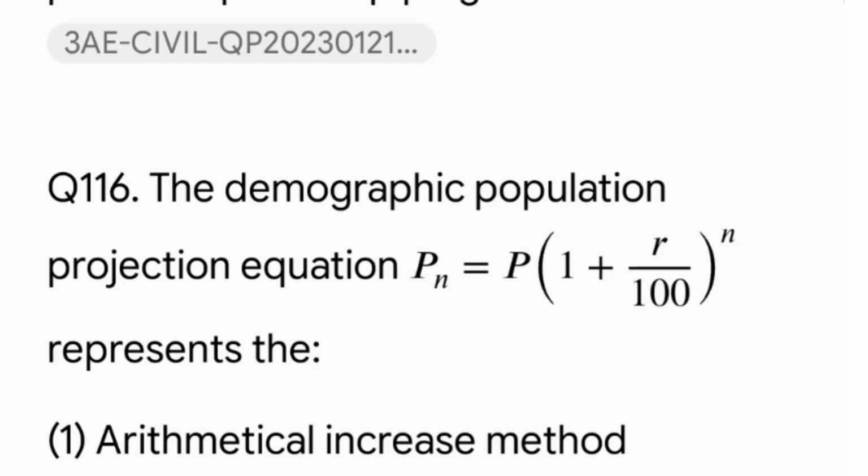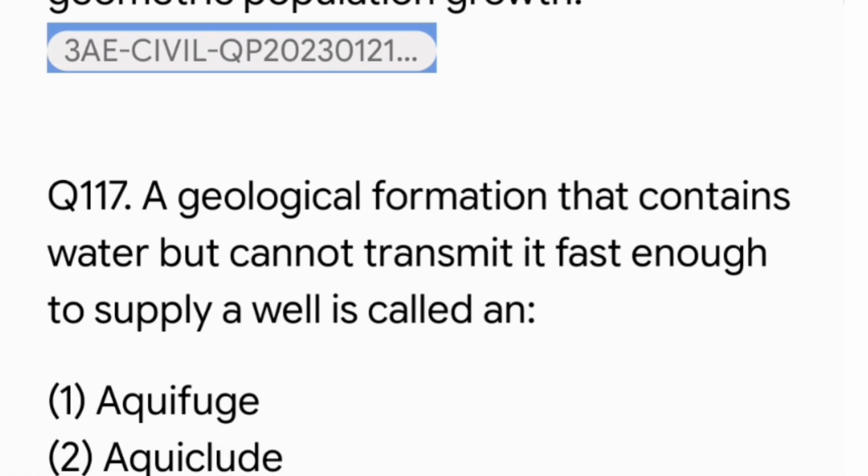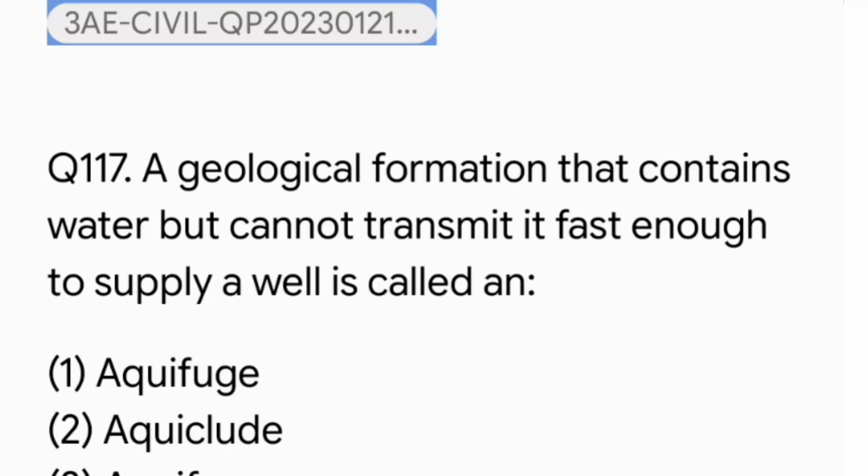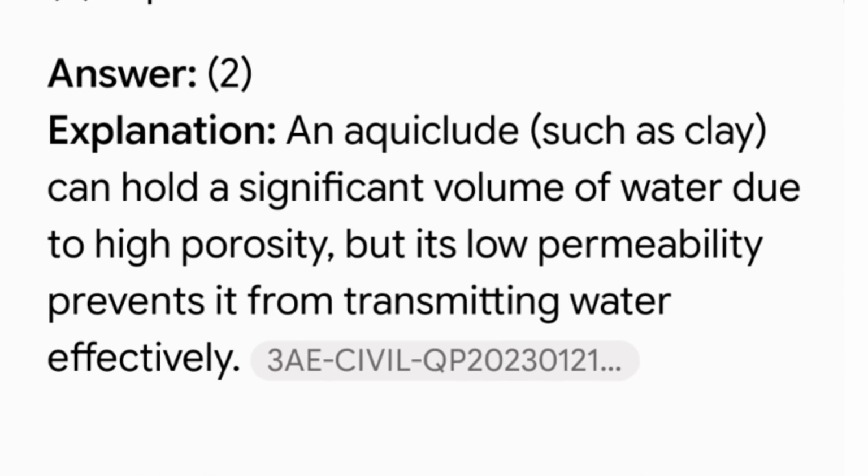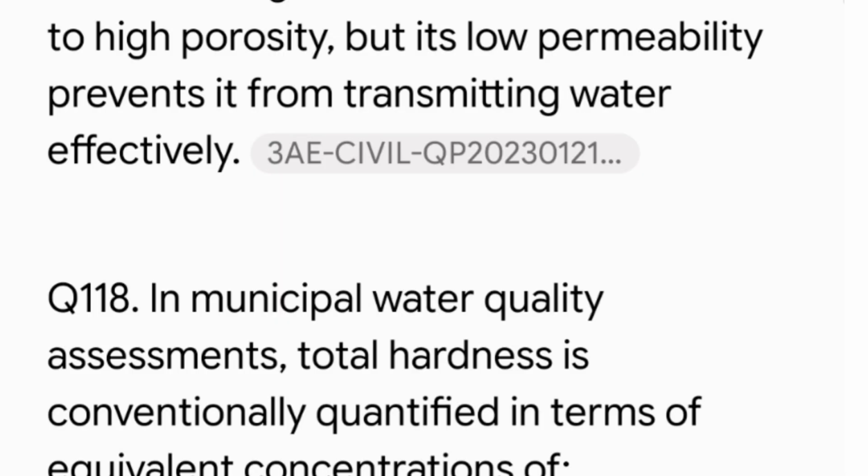Next question. Demographic population projection equation Pn is equal to P into 1 plus R by 100 whole to the power of n represents. Correct answer option 2. Geometrical increase method. Next question. A geological formation that contains water but cannot transmit it fast enough to supply a well is called. Correct answer option 2, aquitard. Next question. In municipal water quality assessments, total hardness is conventionally quantified in terms of the equivalent concentrations of.